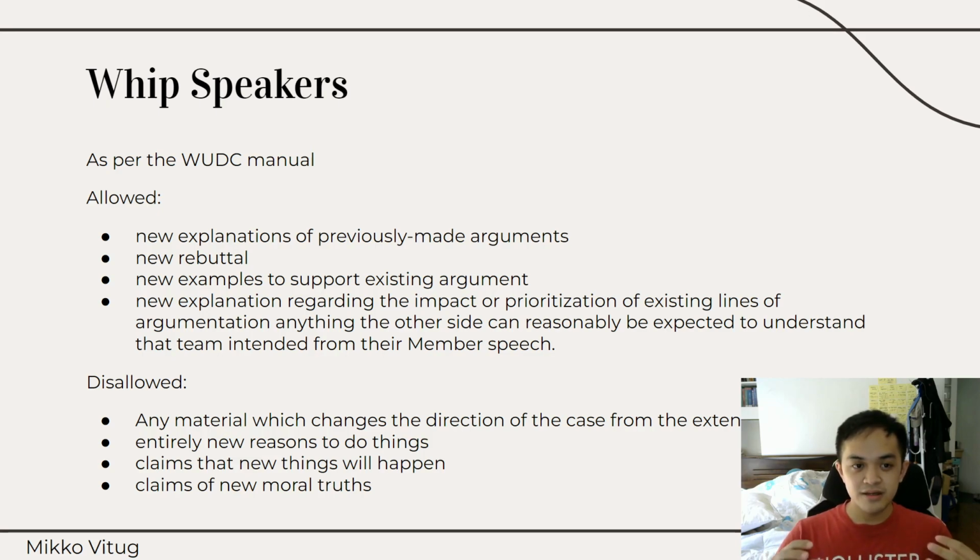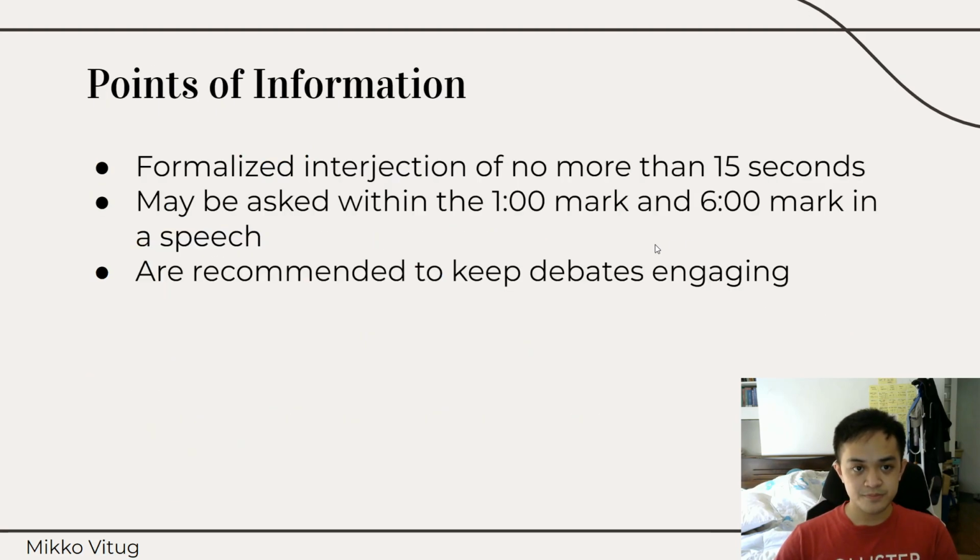If the other sides can reasonably expect that this could have come out from your member, if it could be logically derived, it's allowable. However, you cannot do anything that fundamentally changes the direction of the case from the extension speech, gives entirely new reasons to do things, claims that new things will happen, or claims new moral truths or new moral justifications as to why something should happen. So for whip speakers, you have to be very conscious of what material you're giving, because even if it's compelling, a judge may simply not believe it as a consequence of the rules, or not credit it, rather.